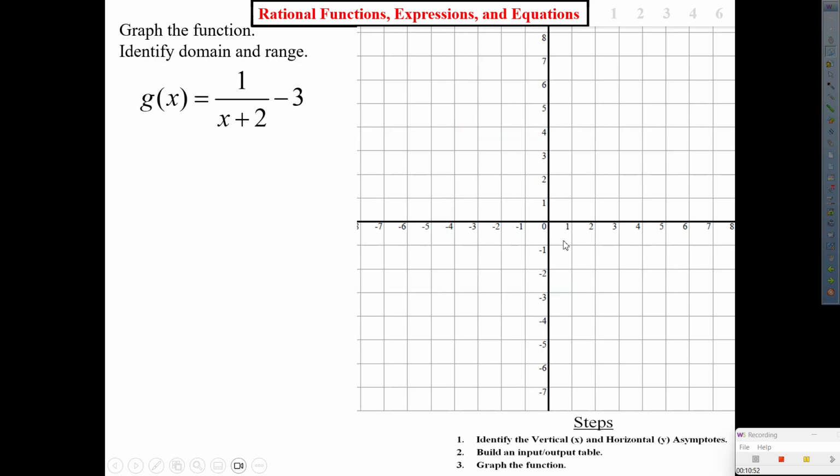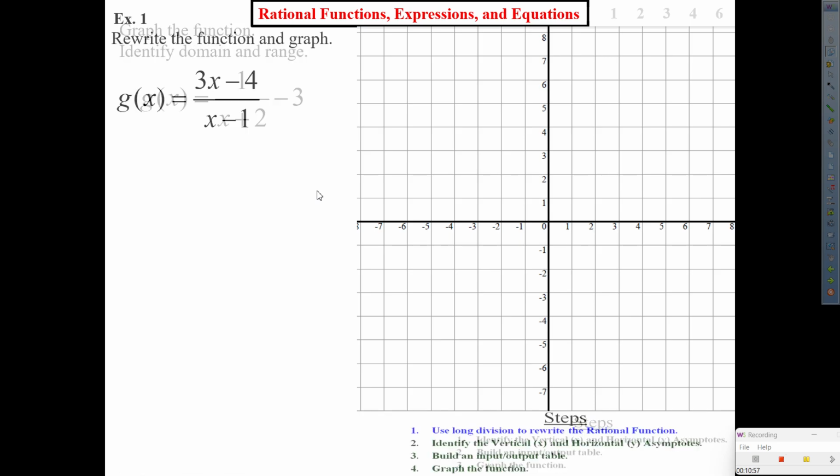From there, we did a lot of practice with these simple ones. But today, we're moving on to these. Copy this one on the top left of your graph, please. Example number 1 says, rewrite the function and graph. G of x equals 3x minus 4 over x minus 1.